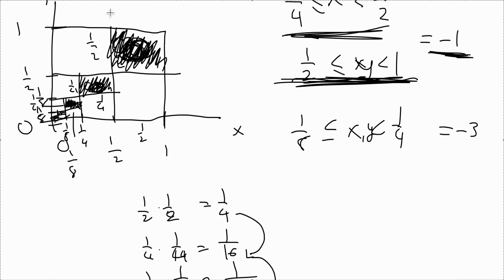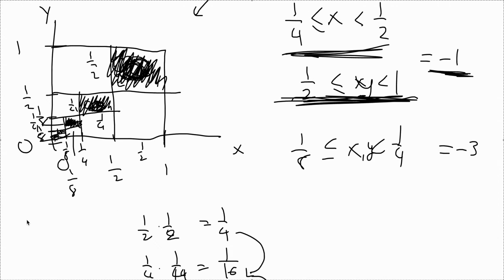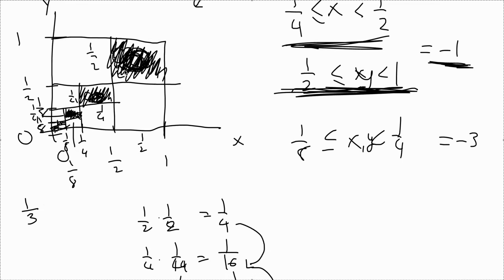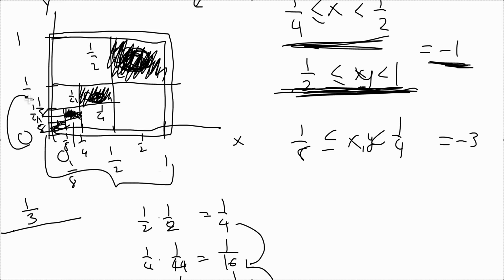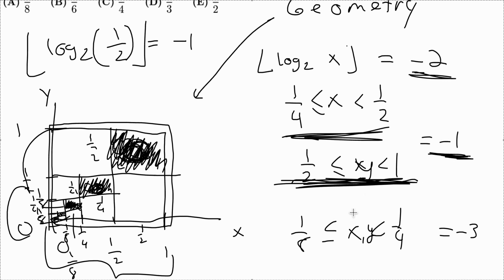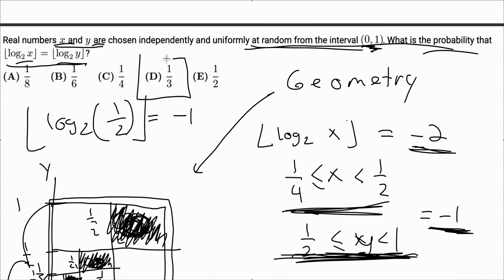So the area of all these squares combined is actually equal to 1/3. But notice we're not done yet, because 1/3 is the stuff we do want, and the formula for probability is the stuff we do want over the total stuff. So what is the total stuff? The total stuff is the area of this entire square. This side length is 1, this side length is 1, so it's 1/3 over 1, so the answer is indeed 1/3. So 1/3 is indeed the answer.